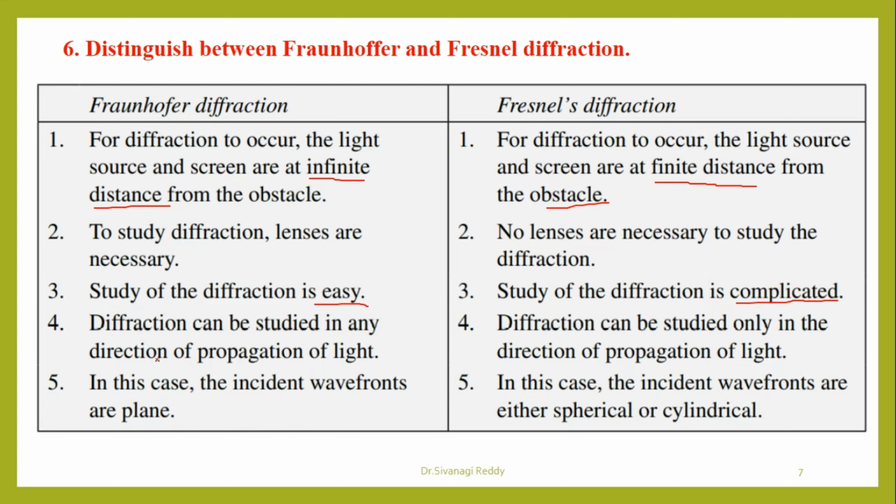Fresnel diffraction can be studied in any direction of propagation of the light, whereas Fraunhofer diffraction can be studied only in the direction of propagation of the light. In Fraunhofer, the incident wavefronts are plane, so here plane wavefronts, and in Fresnel the incident wavefronts are either spherical or cylindrical.